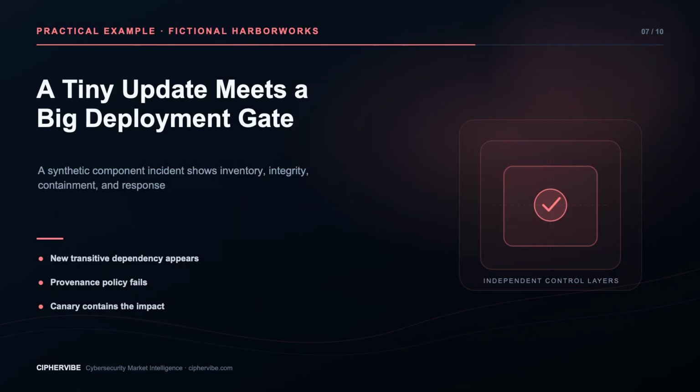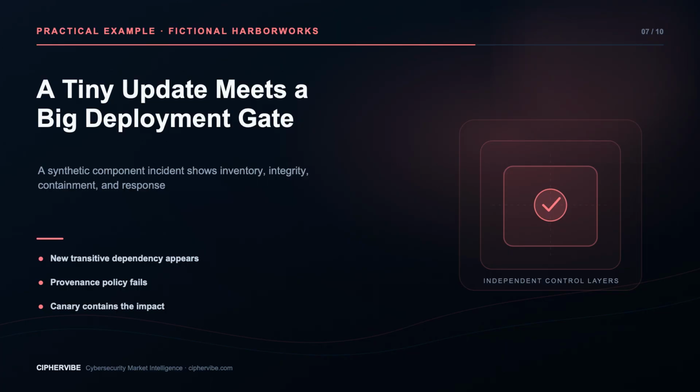HarborWorks operates a fictional scheduling service. A routine library update introduces a new transitive component. The component is not on the approved source list, and the build cannot produce the expected provenance record. The pipeline does not claim the package is malicious. It stops promotion because required evidence is missing.